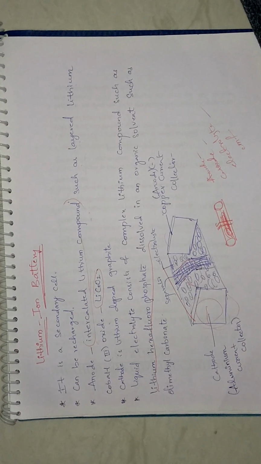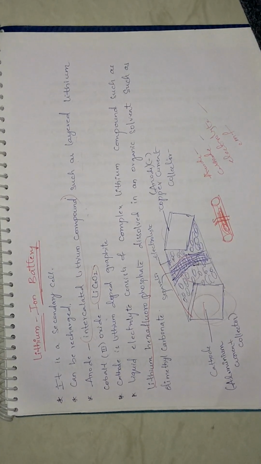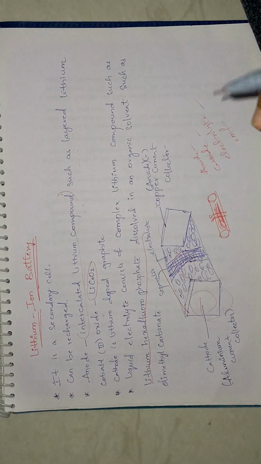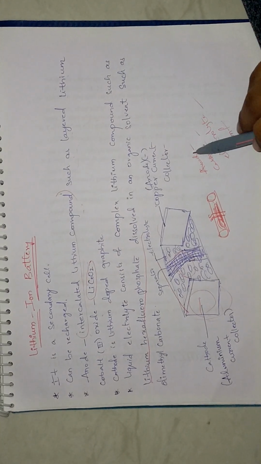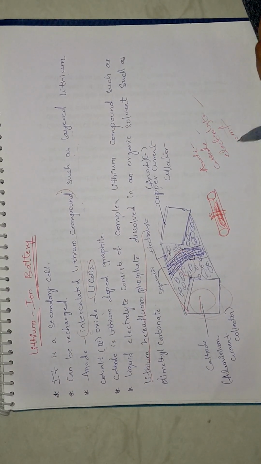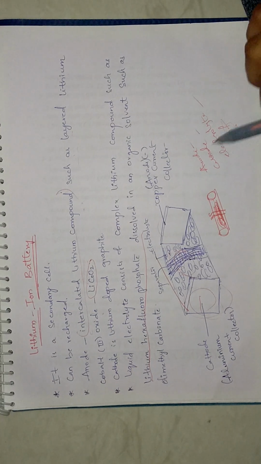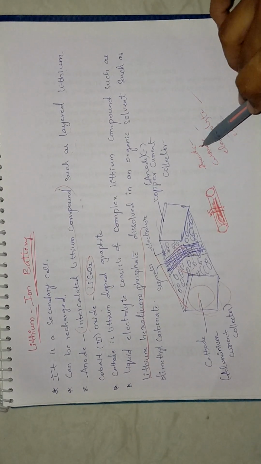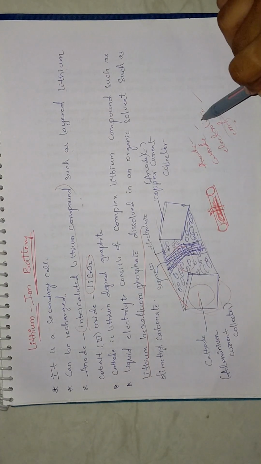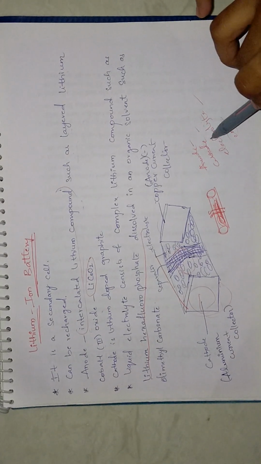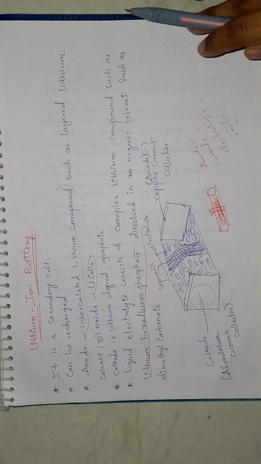Hello everyone. In today's video we are going to see about the lithium ion battery. Just like the other batteries, we will have one anode, cathode, electrolyte and finally the EMF produced. What differs between these batteries is the type of anode, cathode and electrolyte we are using. Only those three will differ and the complete mechanism will be the same.